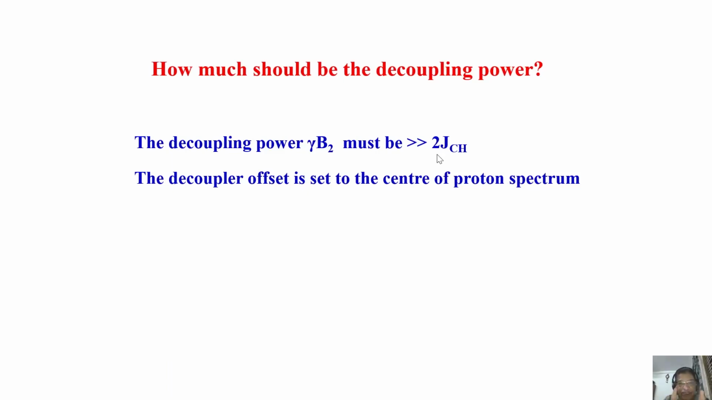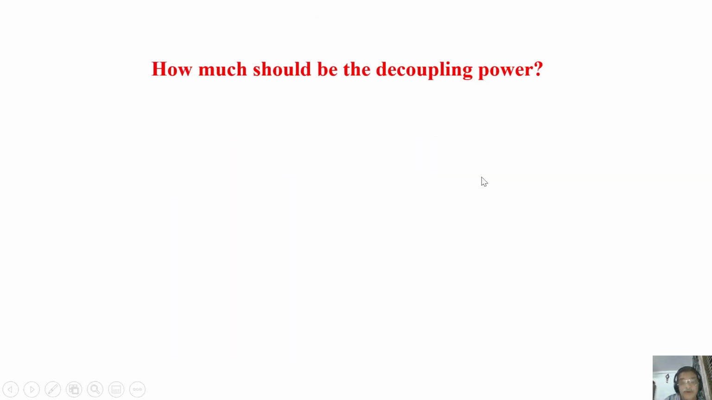So decoupling is simple. Set the decoupler offset at the center of the proton frequency. Apply another radio frequency pulse. It is called a decoupler pulse. The power of this pulse, gamma B2, must be larger than the largest coupling strength.